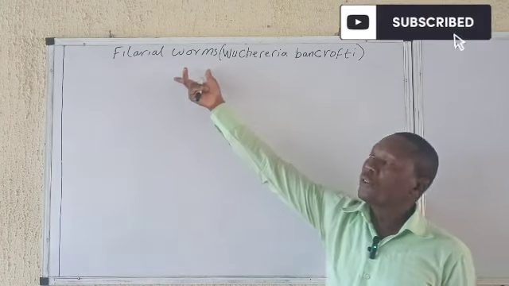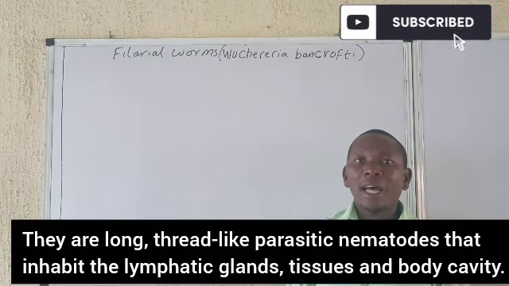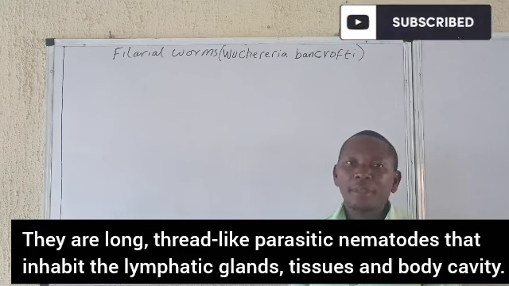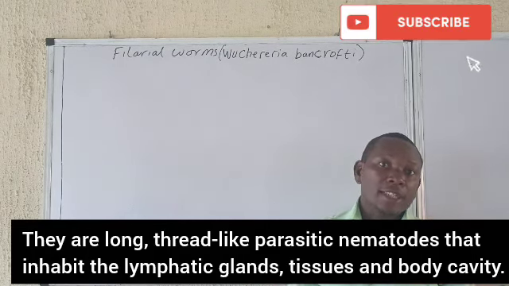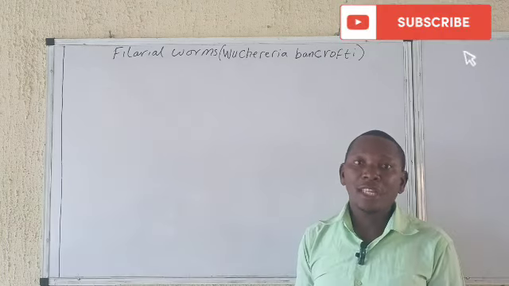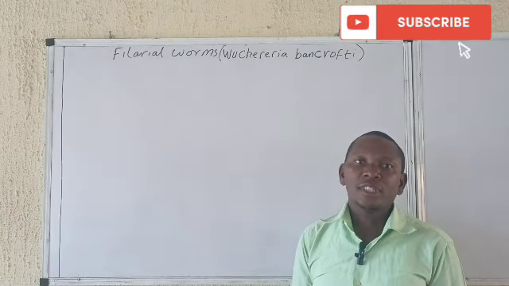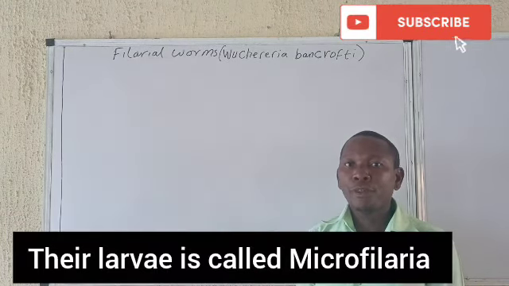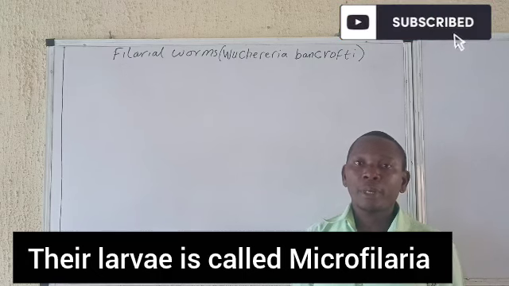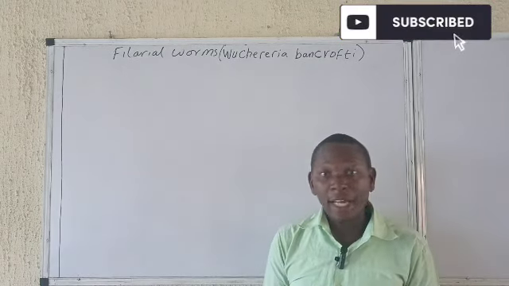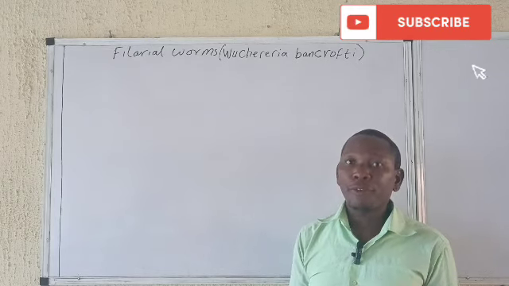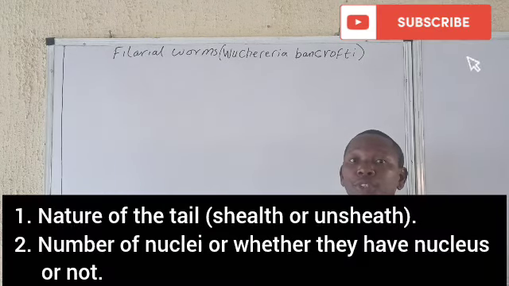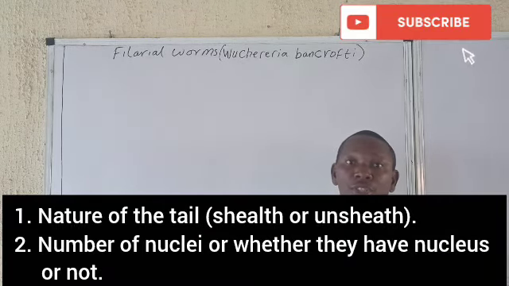Now, let's discuss an overview of the filarial worm. The filarial worms are long, thread-like parasitic nematodes that inhabit the lymphatic glands, the tissues, and cavity of the body. The larval form is called the microfilaria, and various species of the filarial worm can be differentiated by using microfilaria. For example, you can use the nature of the tail of the microfilaria to differentiate the filarial worm.